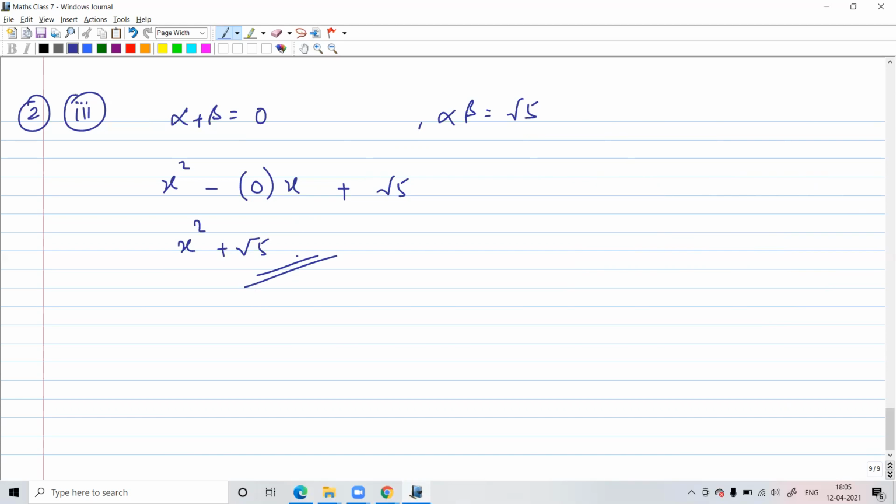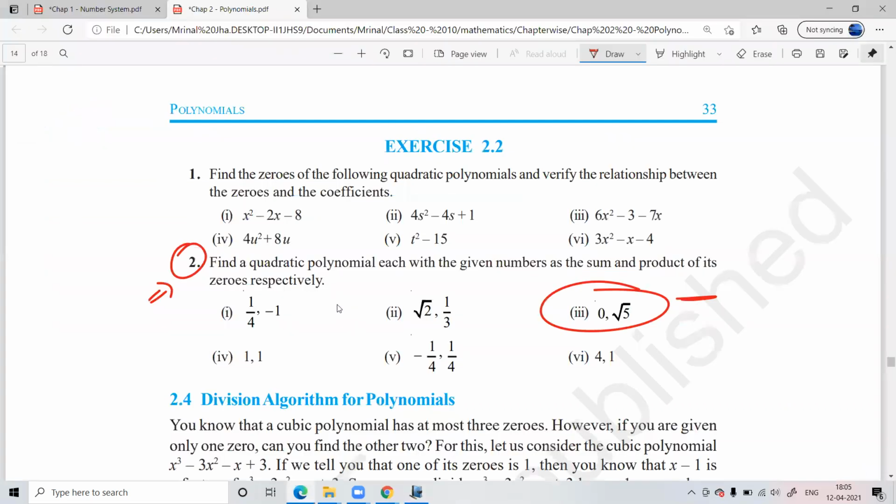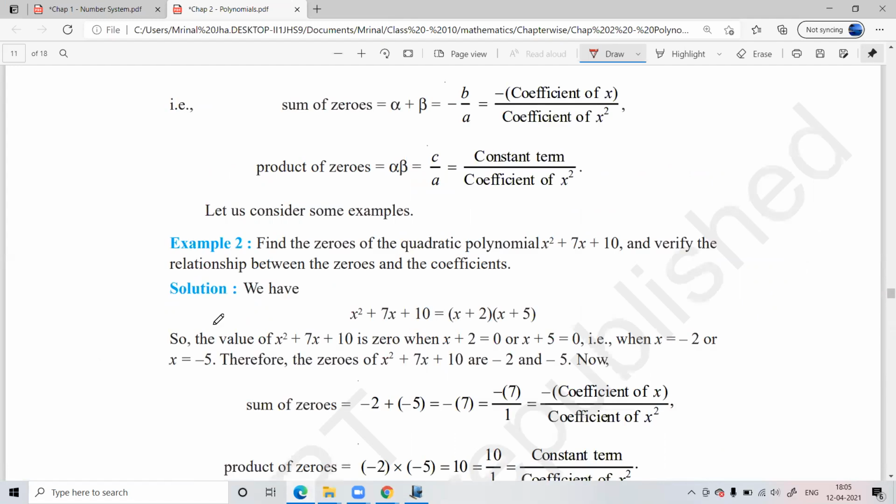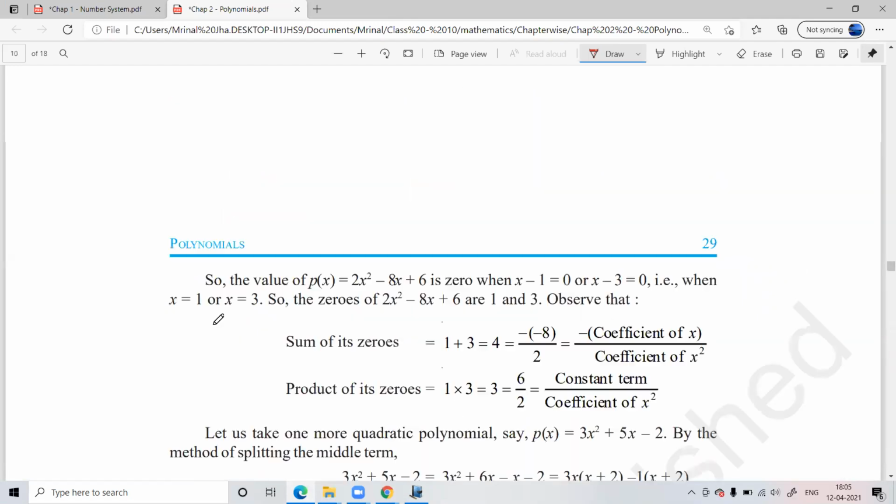Okay, sir. Anything else? So both these types of questions are clear to everyone? Yes, sir. Okay, that's good. So no one has asked me anything from the first exercise. So I am assuming that everyone is comfortable with the first exercise. That should be very easy.